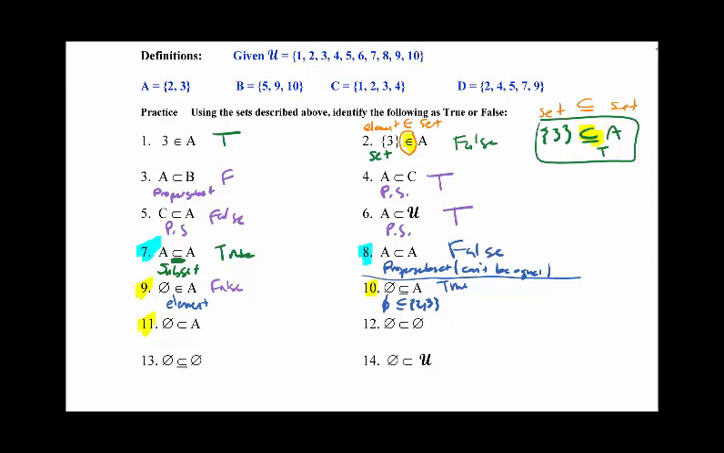Number 11 is true, but be careful. It's true for this problem because set A does have a member, so it's not equal to it. Okay? Meaning we're saying A has at least a member, so it is smaller than that piece. These are ones, again, that you might need to rewind and think about.